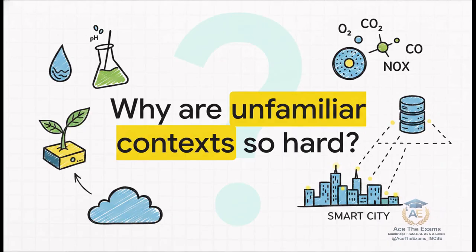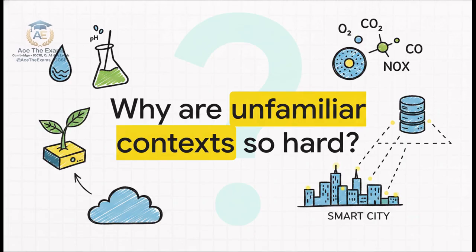So, why is this so difficult? Examiners constantly report that candidates seriously struggle to apply their knowledge of these sensors, your humidity, pH, oxygen, CO2, CO, and NOx sensors, to new contexts. And today, we are going to fix that completely. Look, it's one thing to memorize that a pH sensor measures acidity or alkalinity. That's easy. It is an entirely different challenge when you open that exam paper and it presents you with a highly specific, totally unfamiliar scenario.